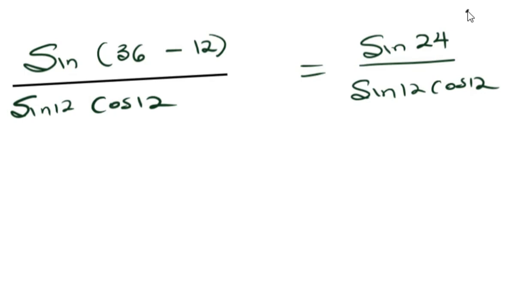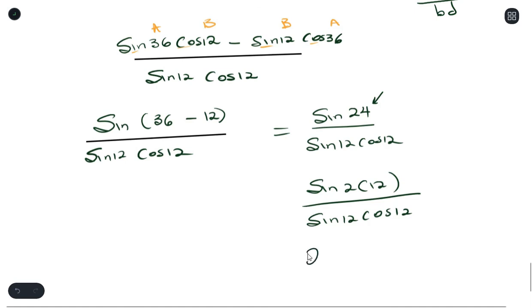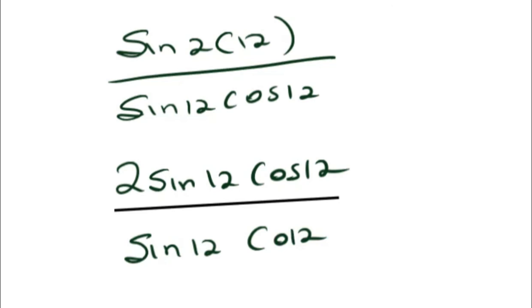Now, looking at 24, I actually see that 24 is double 12. So it reminds me that I could actually use double identities to simplify this a little bit, which is this. Sine 2 times 12 would be, and as you can see, we can also cross cancel again. Sine 12 can cancel sine 12 out. Cos 12 can cancel cos 12 out. So all we're just left with would be 2.